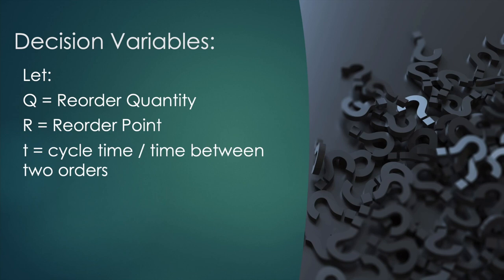Finally, T. What is T? T is the cycle time, or in this case, the cycle time is also the time between two orders. So if I order now and I order again 2 days after, then cycle time is 2 days. Okay? And the unit of T is in terms of time. Obviously, the unit of Q and R is in terms of units, whatever the unit is.